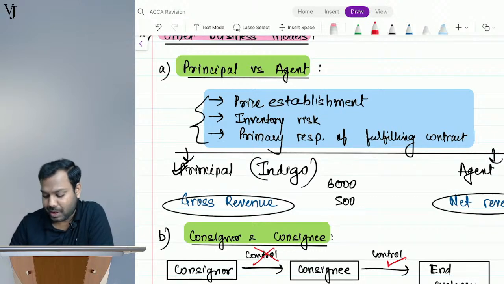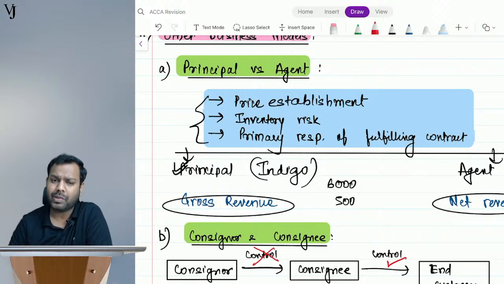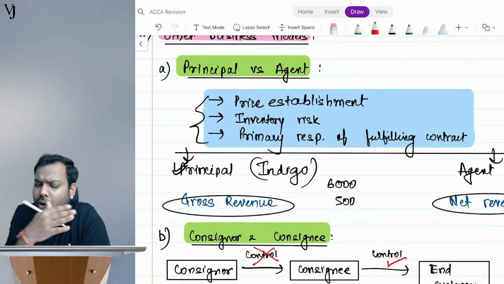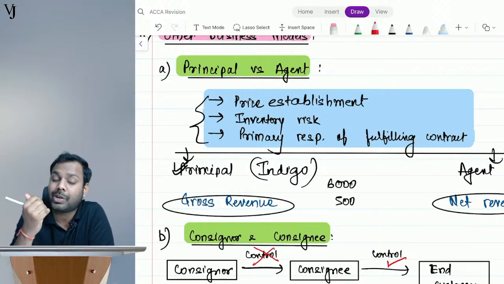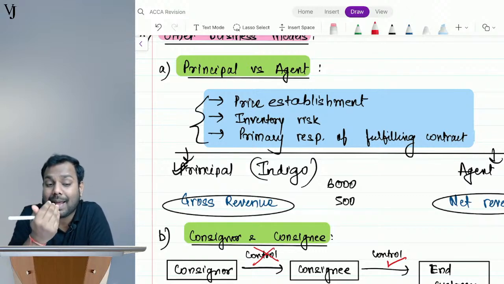There can be cases where only two conditions are being satisfied, and you can conclude on the basis of that. Ideally, it will not be the case that all the three conditions are being satisfied. You have to see the substance of the contract, and then accordingly analyze it.